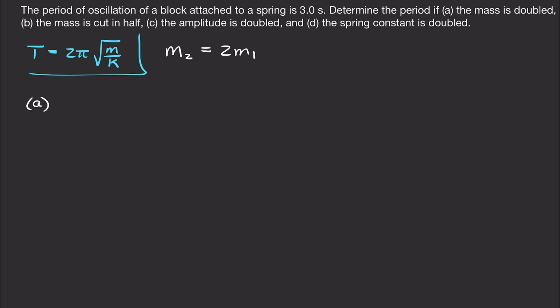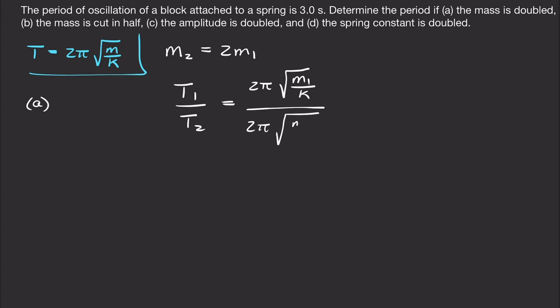Okay, so now I can write T1 over T2. Well, T1 is just going to be 2 pi times the square root of M1 over K, so we're not going to touch K. And now I can divide this by my expression for the period after I change the mass. So now I have M2 over K. So these are the exact same expressions, except I have a different period and a different mass.